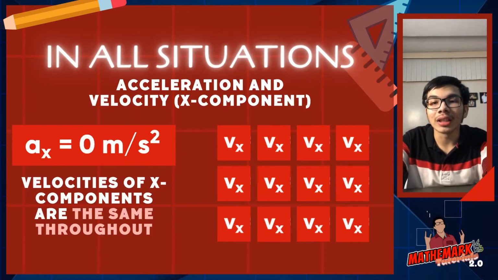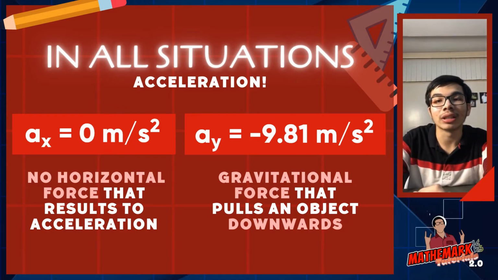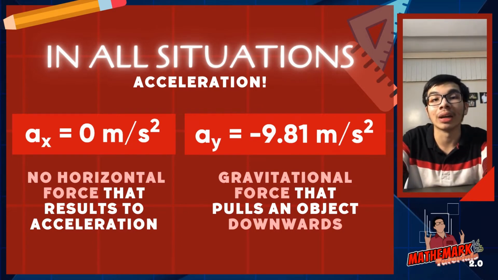For acceleration in the horizontal direction, or a sub x, it is always 0 meters per second squared, because there is no horizontal force acting while the projectile is in the air, making the horizontal velocities the same all throughout, which is in line with Newton's first law of motion. Every object remains at rest or in uniform speed unless acted upon by a force which will change the object's speed. For a sub y, it is always negative 9.81 meters per second squared. Yes, it's always negative because it's the gravitational force that is pulling an object downwards.